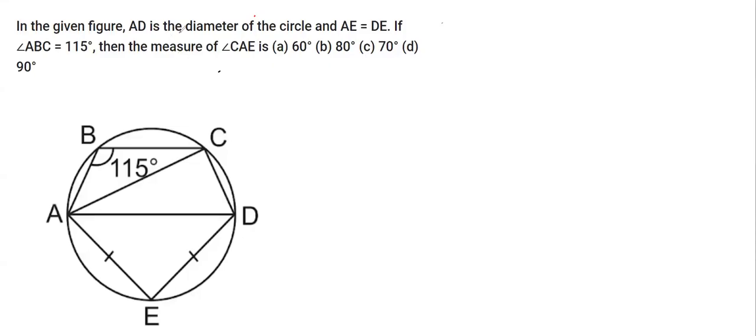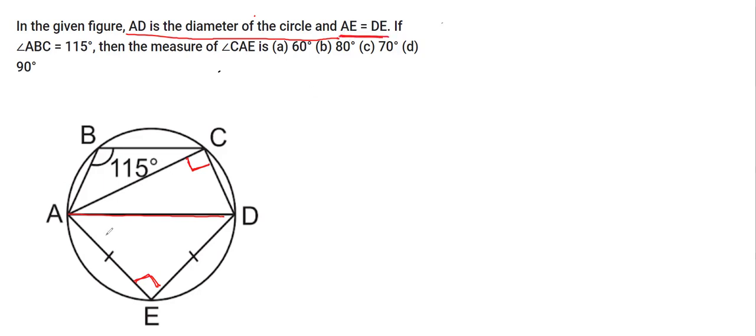Continuing with more videos based on circle MCQ. In this question, it says that AD is the diameter of a circle. So as you know, AD is the diameter. The moment you see AD as a diameter, first you write down the angle subtended by this diameter on the circle is 90 degrees. Reason is angle in a semicircle is a right angle.